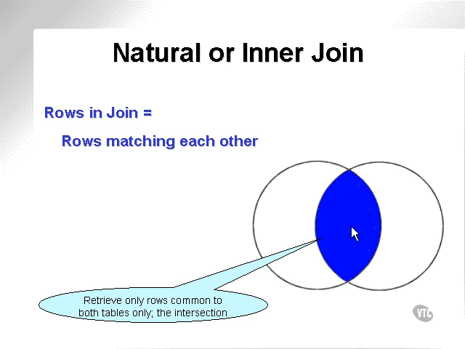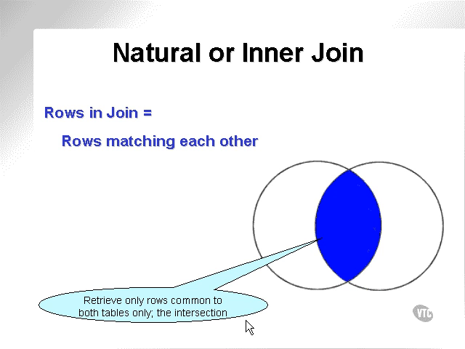The natural or inner join. As I said earlier, the natural or inner join is an intersection between sets. It finds the rows that are matching each other between two different sets or many different sets. We'll concentrate on two for the moment. It says here: retrieve only the rows common to both tables. It is the set intersection.